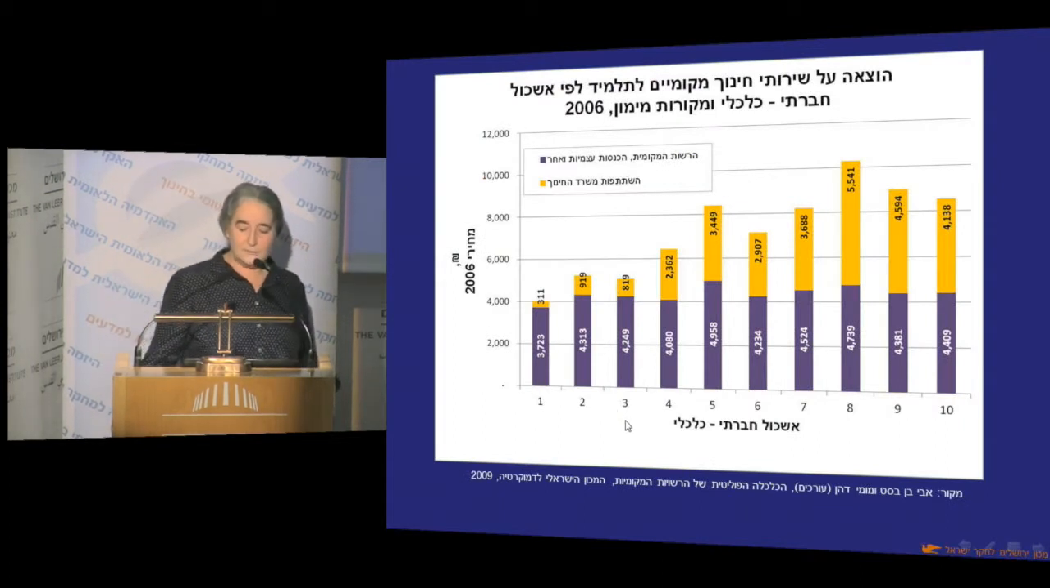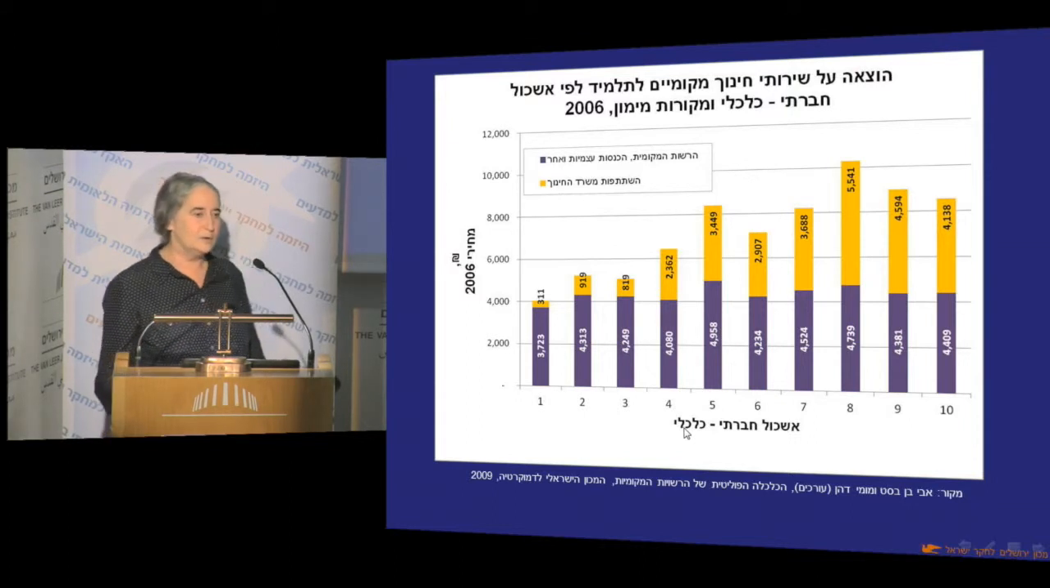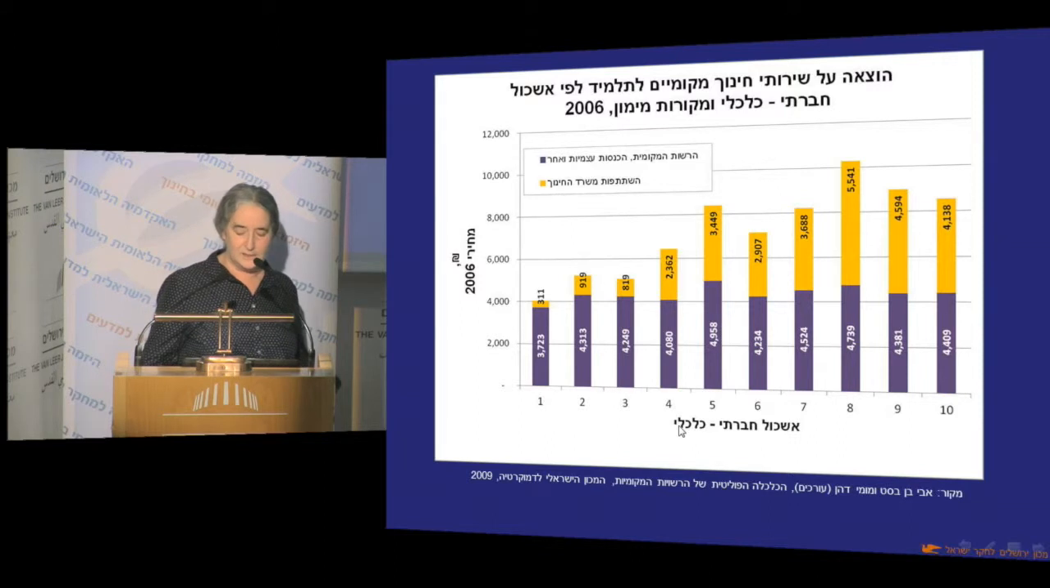Now, very briefly, I would like to say that it's not just a matter of how the population is distributed, it's not just a matter of educational segregation and achievements in education. It's also a matter of budgeting by local authorities in various areas, including education.